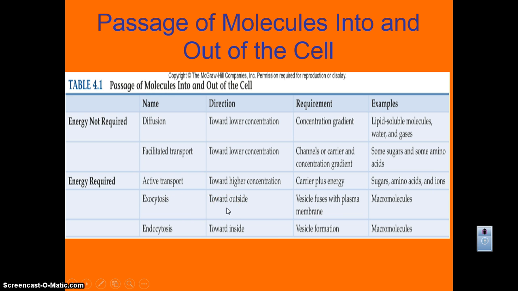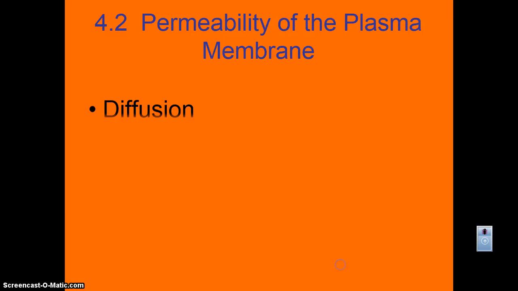Exocytosis is going to form a vesicle, and it's going to push substances outside the cell when the vesicle fuses with the plasma membrane, and we get macromolecules out of the cell that way. Endocytosis is going to go toward the inside of the cell, forms a vesicle, and macromolecules, again, are the kind of molecules that we're going to talk about getting into the cell.